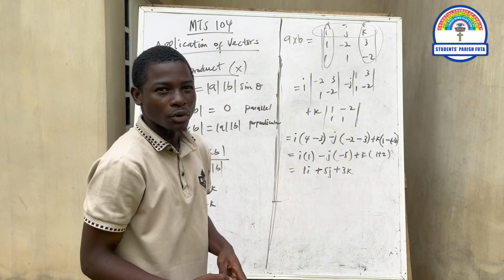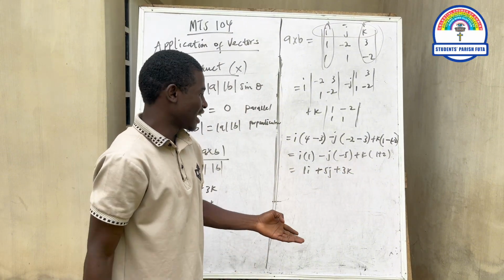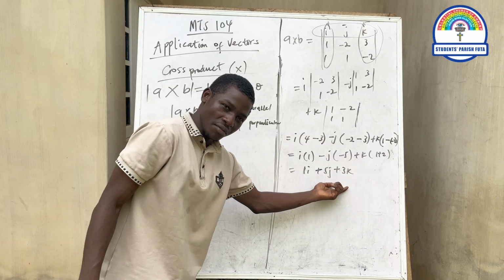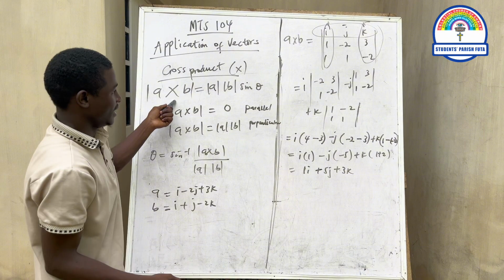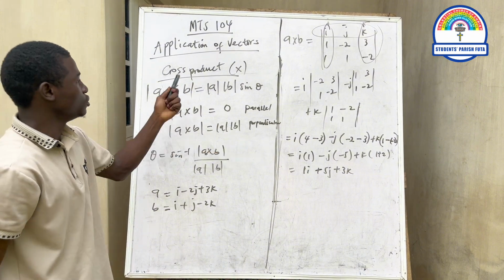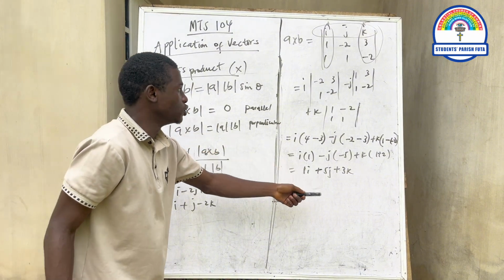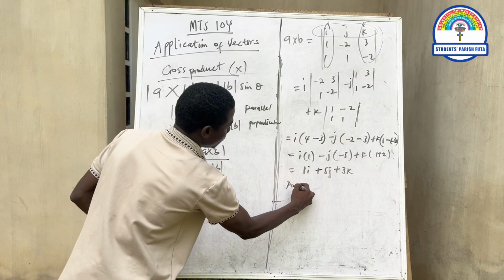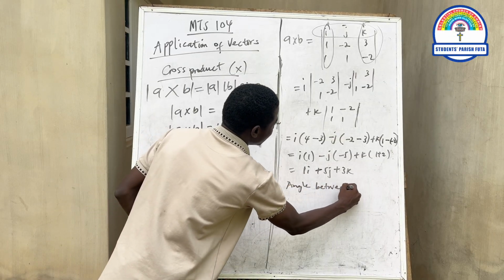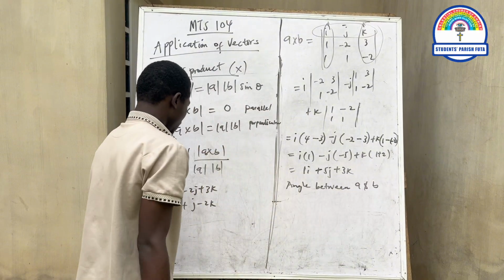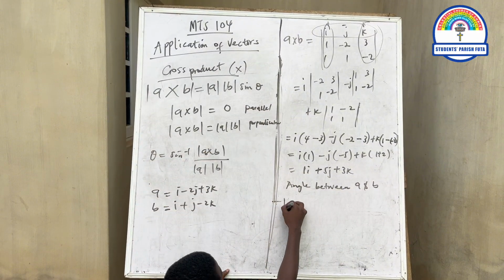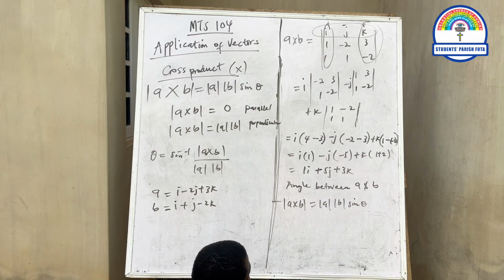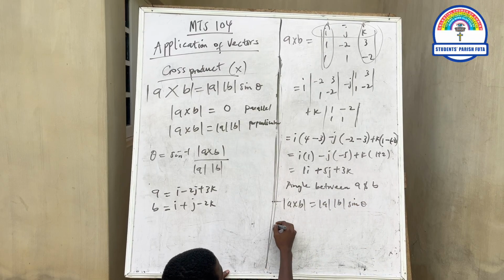You can see that unlike scalar product where we have a value as an answer, in cross product you don't have a value as the answer. You have a vector as your answer. So what we do now is get the magnitude of it. Let's assume I want to get the angle between vector A and B. I'll say the magnitude of this equals the product of the magnitudes times sine theta. I've gotten this already, but I need to get the magnitude.